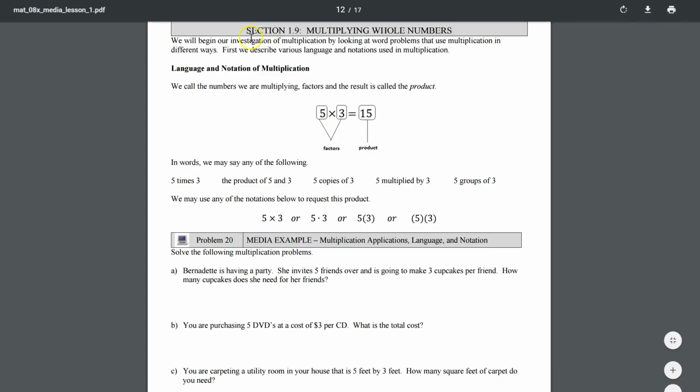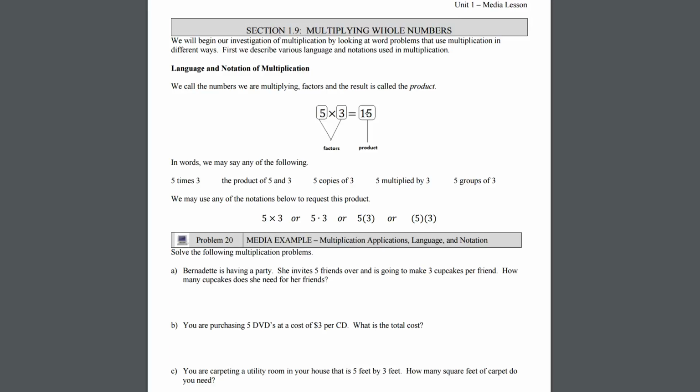In this video, we're going to look at section 1.9, multiplying whole numbers, and there's really a lot going on here that we want to connect to them. So again, I think almost all of them will know that 5 times 3 is 15, but there's a lot of language here and a lot of interpretations of multiplication that we want them to familiarize themselves with. So here's some language that we use. The numbers being factors, the result being the product.